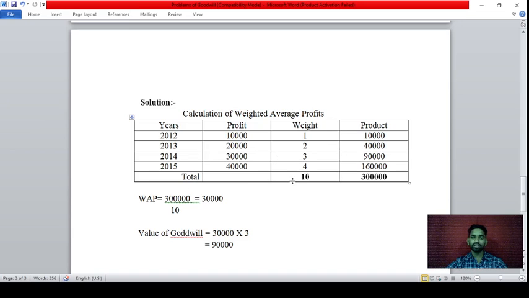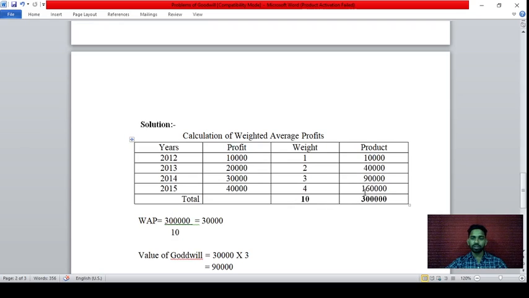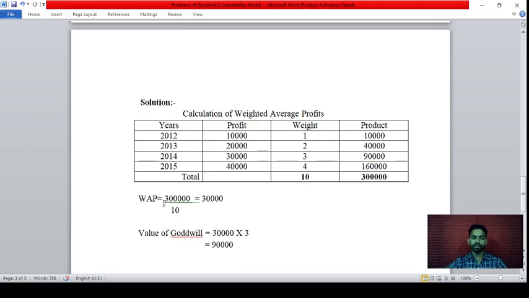Now the total weight is also required. The total weight is 10 and the total of the products is 3 lakh. Now put into the formula: weighted average profit is the total of the products divided by the total number of weights. How many weights are there? 10 weights in total. So 3 lakh divided by 10 is 30,000.